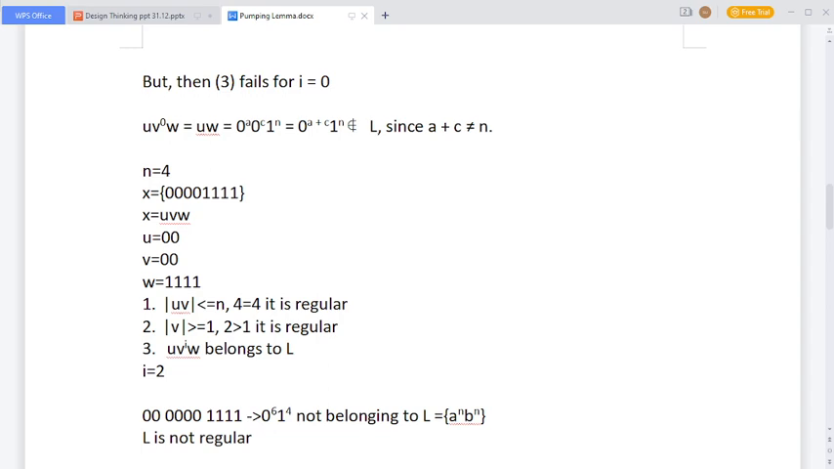How many zeros are here? There are 0 power A plus C. So A plus C is not equal to n. So we have to think of the middle part. The middle part must be there, then only the count will be the same as n. Here B will not be added, so it is not supported by the pumping lemma. So nothing is there.